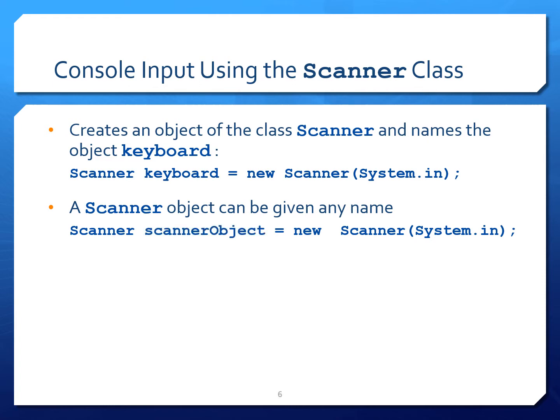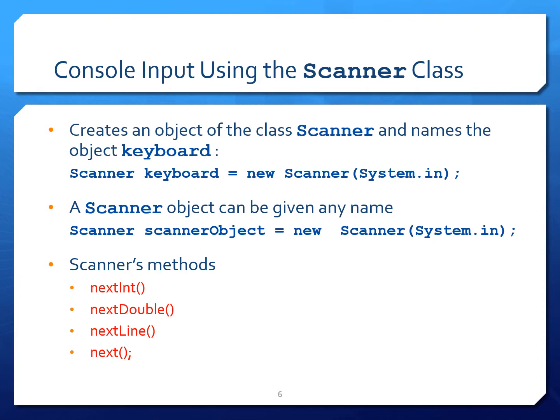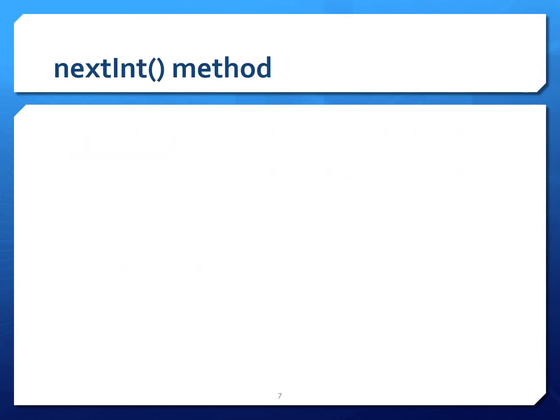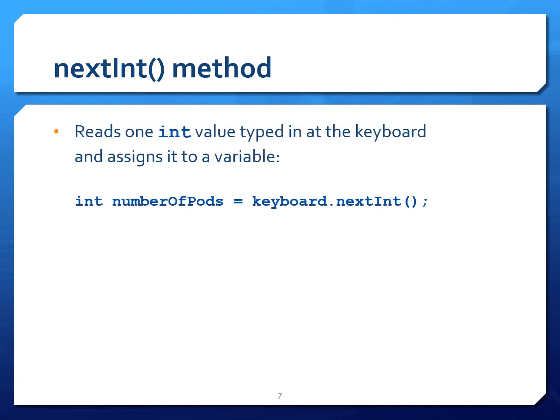Once a Scanner object has been created, a program can then use that object to perform keyboard input using Scanner class methods. The common methods in the Scanner class are nextInt, nextDouble, nextLine, and next. The nextInt method reads one integer value from the keyboard and assigns it to a variable.